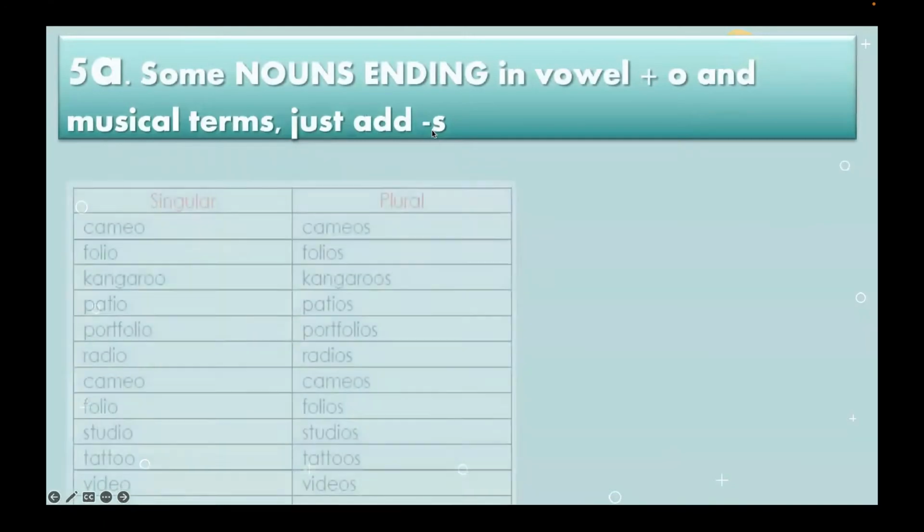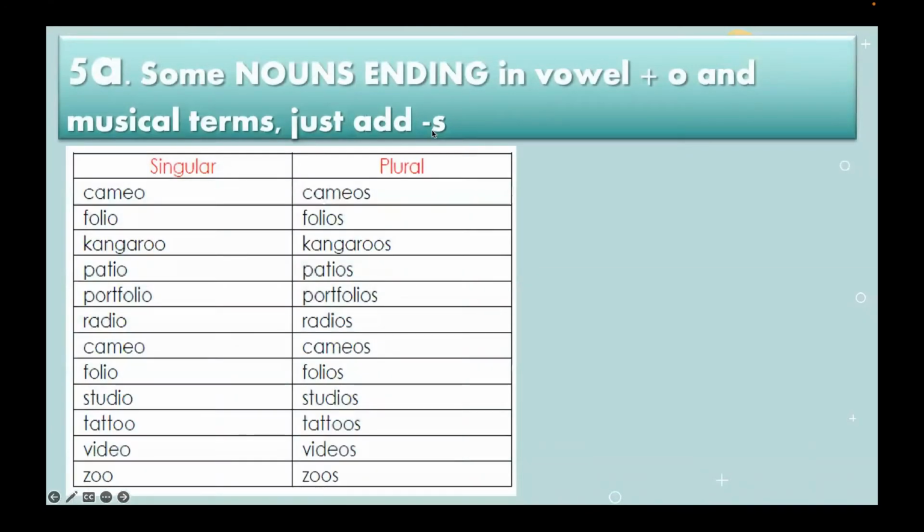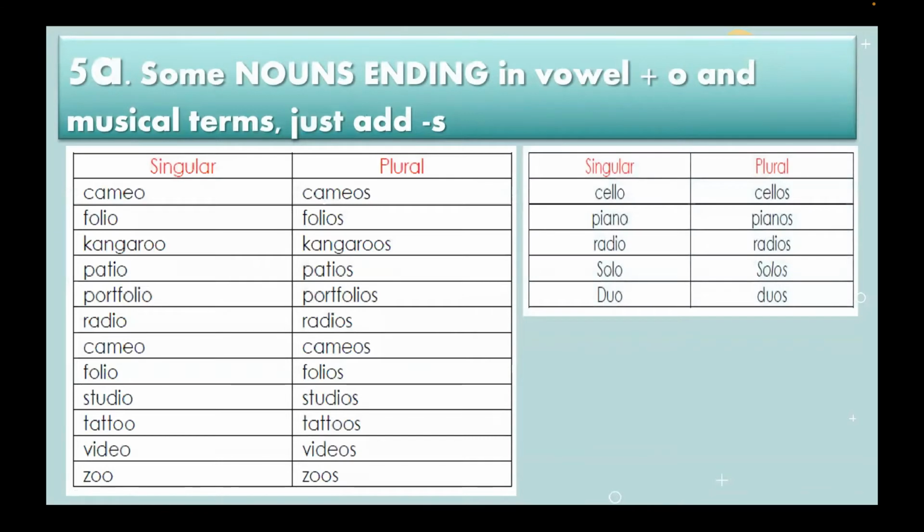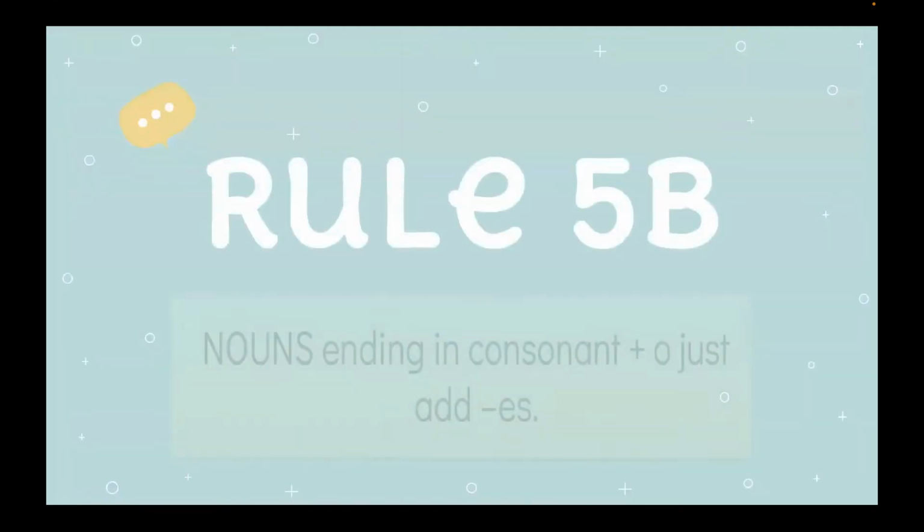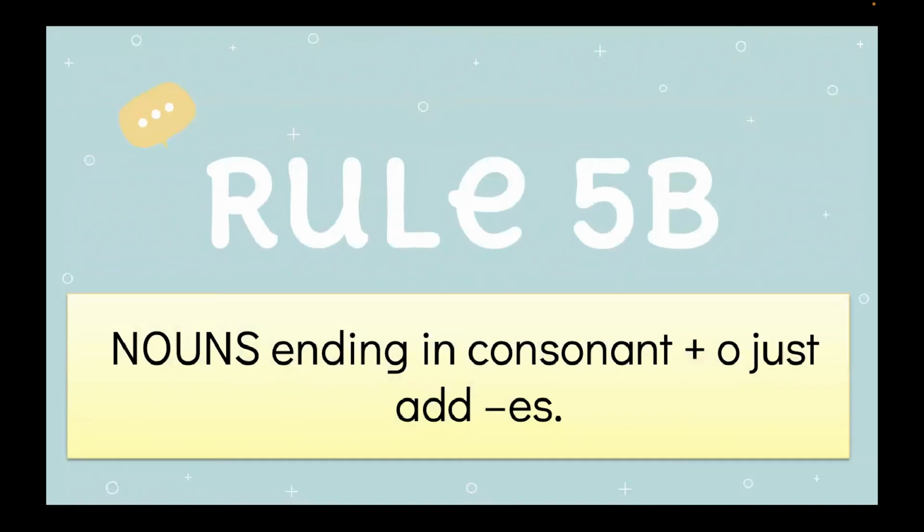Here are some other examples of words that end with O. We have cameo, folio, kangaroo, patio, portfolio, radio, studio, tattoo, video, zoo. And for musical terms, we also have cello, piano, solo, and duo. Let's talk about Rule 5B. Nouns ending in consonant plus O just add S.